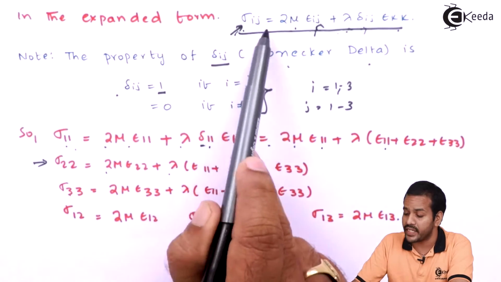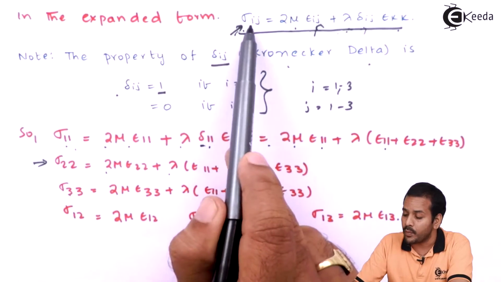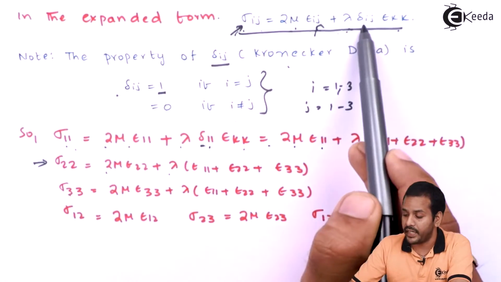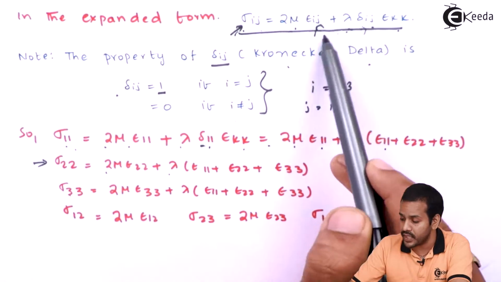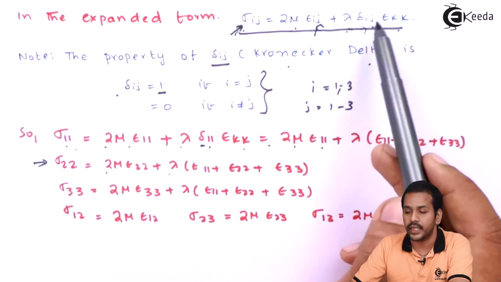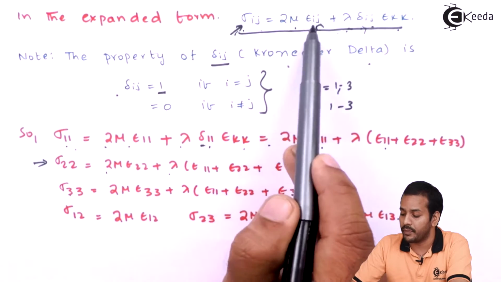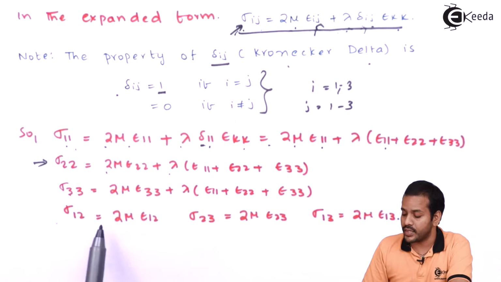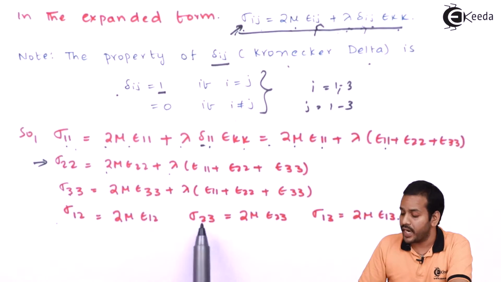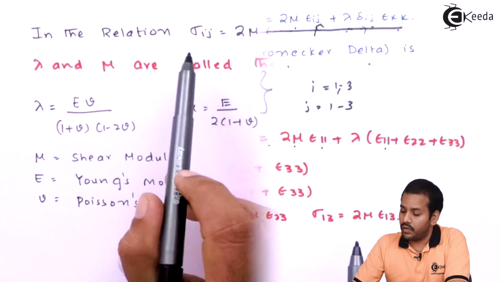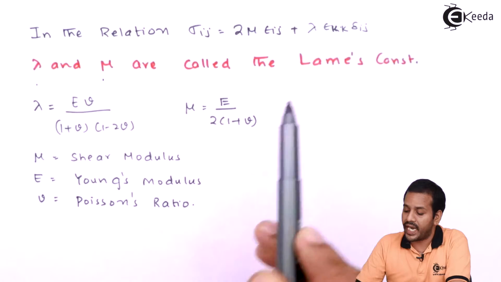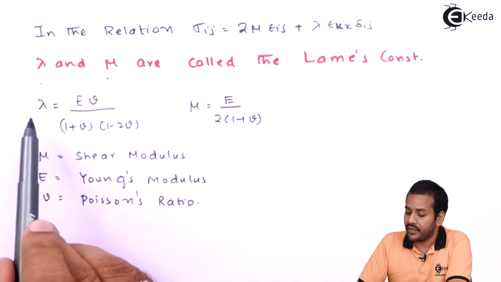Now if I take i and j as different, that is sigma 12, then here it will be delta 12, so i is not equal to j, so this entire term will vanish, and the only surviving term will be the first term, that is sigma 12 is nothing but 2 mu epsilon 12, and sigma 23 as 2 mu epsilon 23, and sigma 13 as 2 mu epsilon 13.